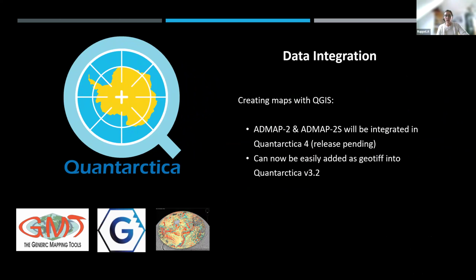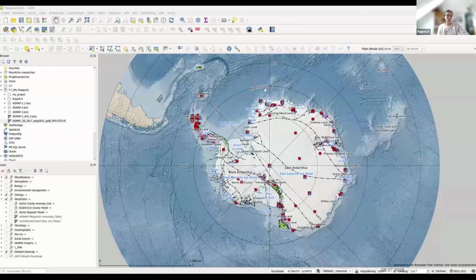Let's now look at a practical example of how ADMAP 2 can be integrated, for example, in Quantarctica. I think a lot of geoscientists are already using Quantarctica. The ADMAP 2 grid will be included as a delivery in the upcoming new release of Quantarctica 4. While the version isn't out yet, we're looking forward to it. In the meantime, you can easily add the GeoTIFF file provided on the Pangaea data portal. I'll just guide you quickly through it.